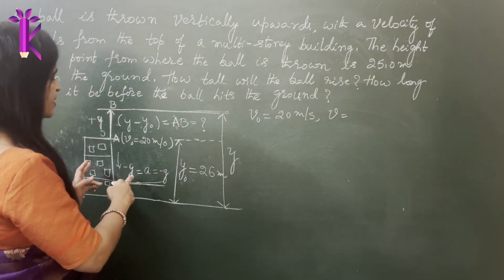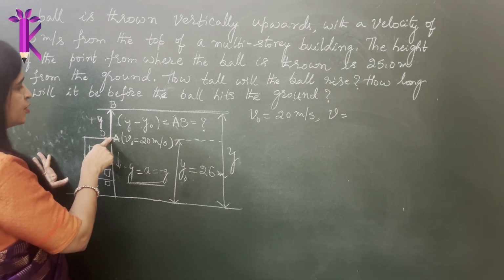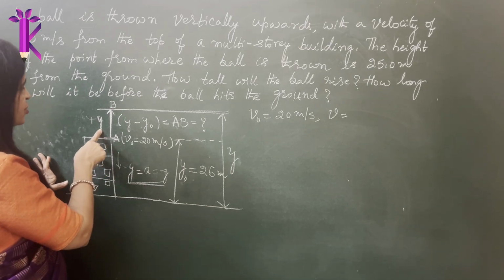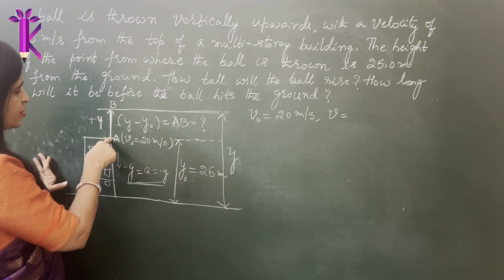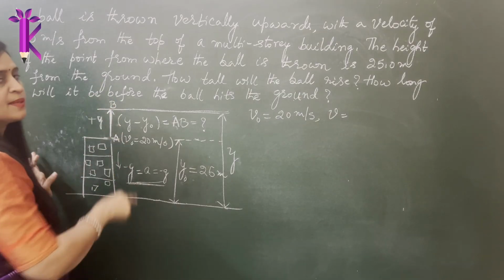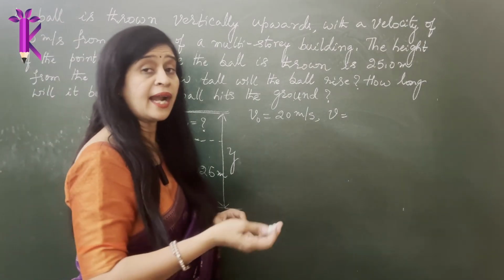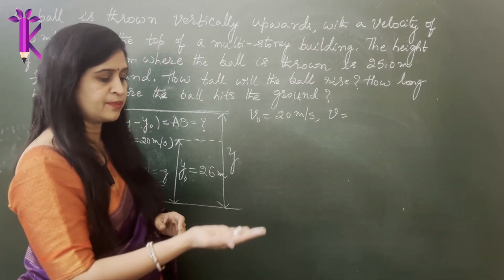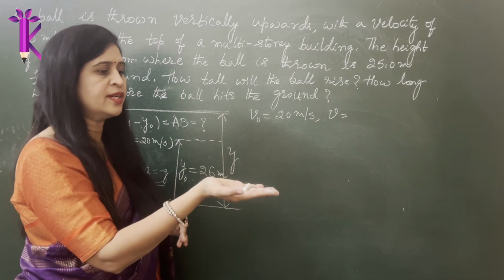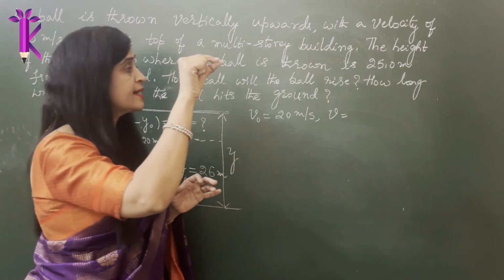For now, you understand that I'm assuming this to be the origin because this is where I projected the ball from, the point A. So this becomes your origin, the negative y direction on the y-axis, and this becomes the positive y direction. So acceleration due to gravity is negative. Suppose this was the top of the building and I was standing here and I projected it upwards. It goes to a certain point B, where momentarily it is at rest.